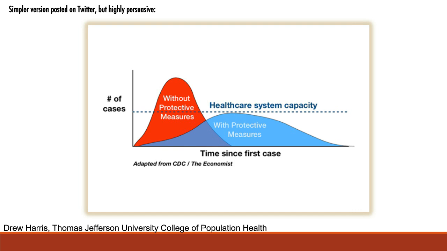And what he did was to remove those notes, the 1, 2, 3, and to simplify the graphic by drawing a line to indicate where we would overwhelm the healthcare system. And I think this graphic is particularly persuasive because it's really easy to understand. I think it's helped convince people of why they need to stay home, even if they themselves are not at high risk.